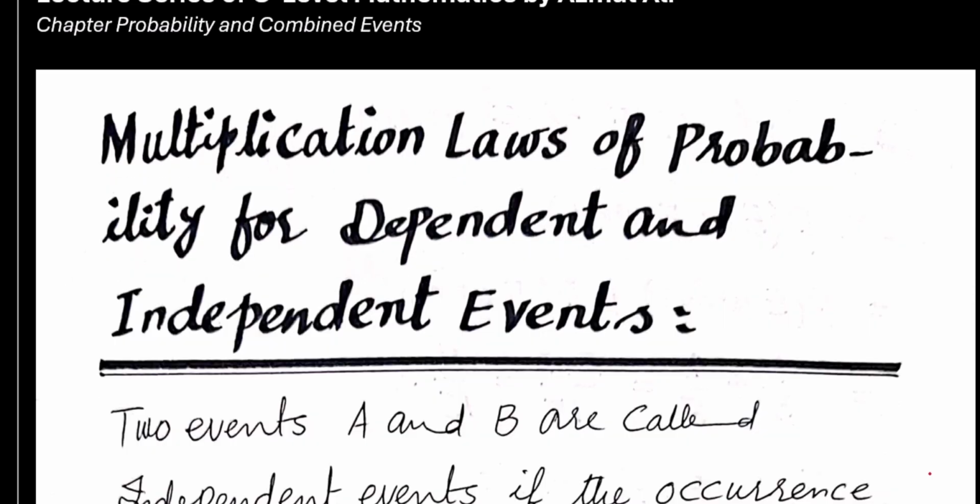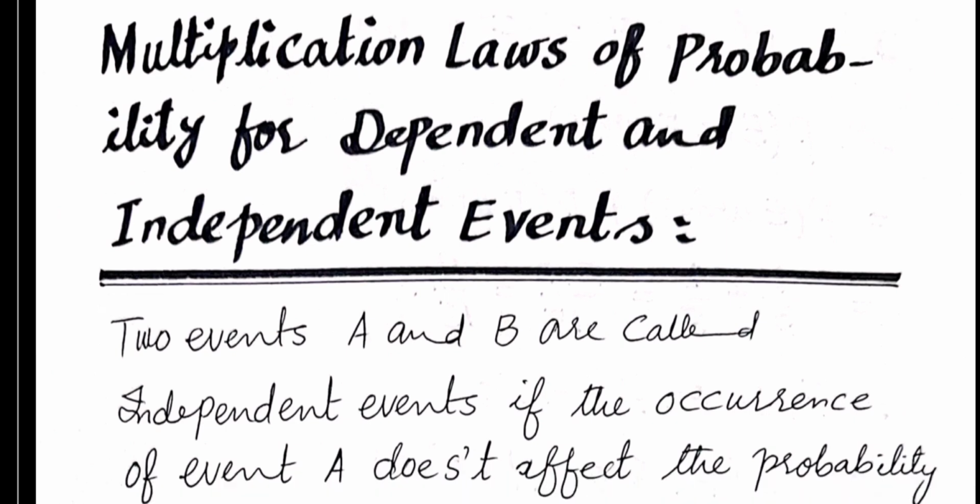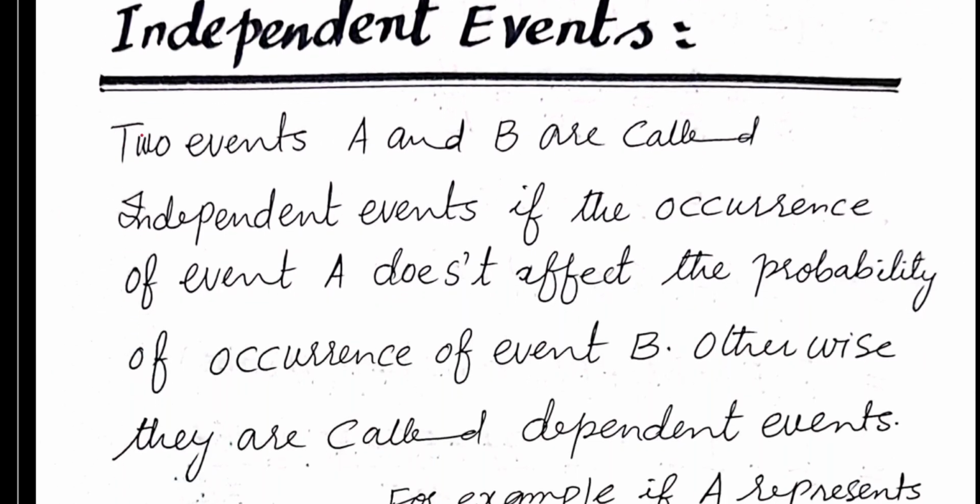Next, now we are going to discuss the important topic of this chapter. This is the multiplication law of probability for dependent and independent events. Now we will start our discussion from the definition of dependent and independent events.